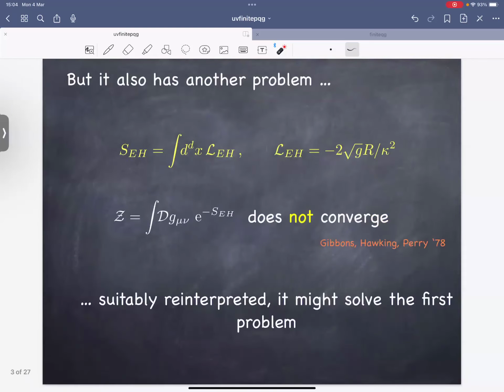But on the other hand, gravity has another problem, which is that in Euclidean signature, this action is unbounded from below. So if you follow the signs through, the problem is in the large positive curvature manifolds. And it means that this partition function expression here does not even naively converge, as these authors discussed back in the 1970s. So if we're going to make sense out of quantum gravity, it must be that this thing can be suitably reinterpreted. And I want to argue that if you do so, it might even solve the first problem, and in fact, make the theory finite.